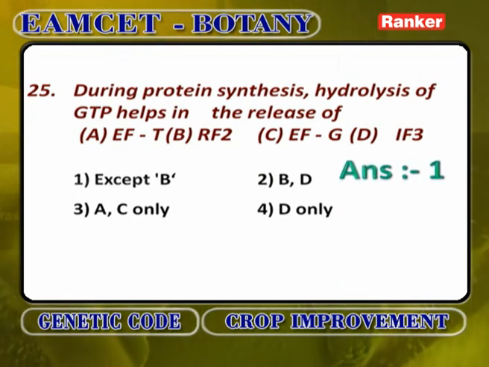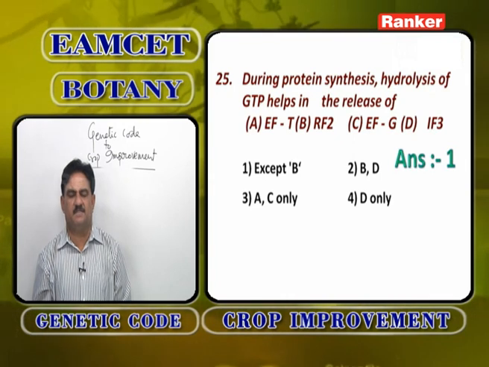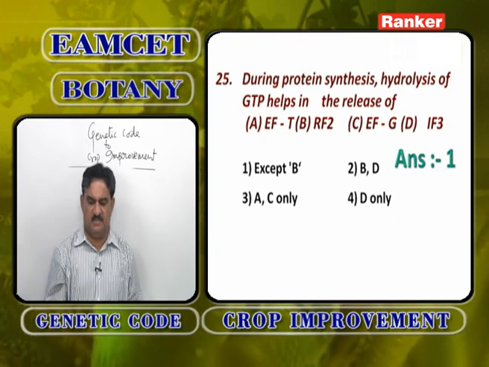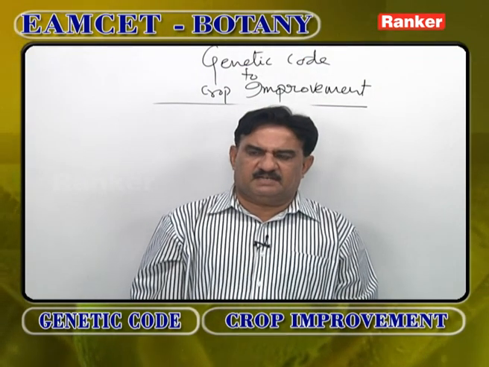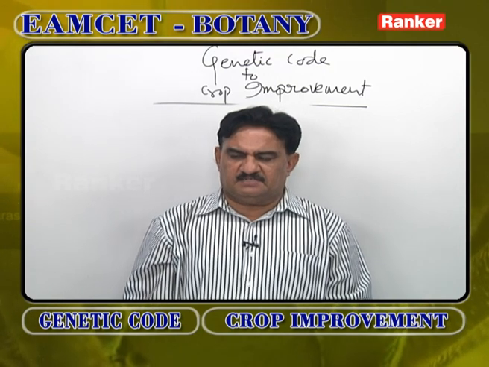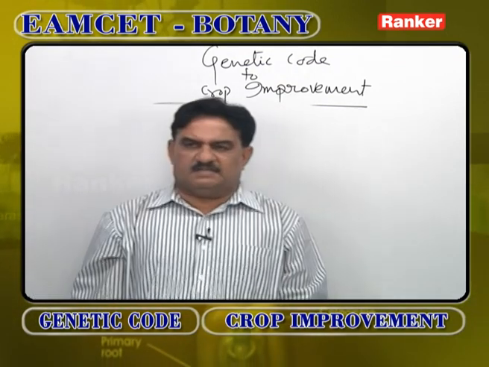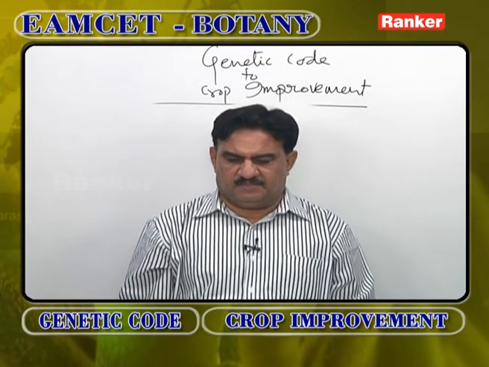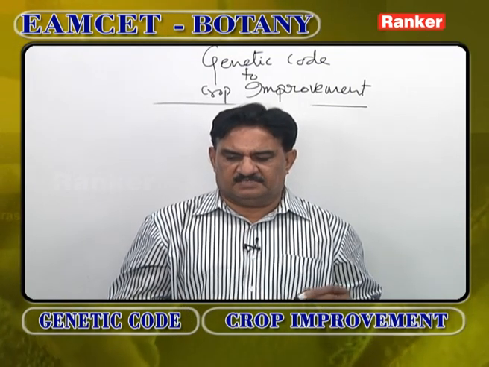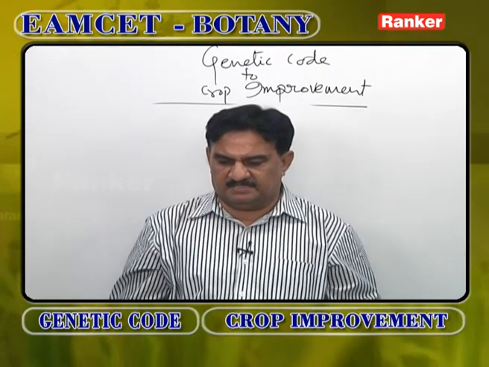During protein synthesis, hydrolysis of GTP helps in the release of which factors? Hydrolysis of GTP always helps in the release of elongation factor T, elongation factor G, initiation factor 3, because GTP is involved in initiation of the polypeptide chain and elongation of the polypeptide chain. In initiation, initiation factor 3; in elongation, elongation factor T and elongation factor G. The termination releasing factor does not involve any GTP. So, hydrolysis of GTP helps in the release of all except B, the remaining three. Except B means releasing factor 2.